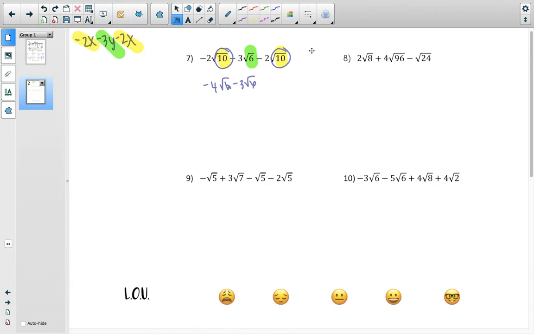So I'm going to write the 8 over here. If we take care of the 8, you can divide that by 2 and you get 4. We know that's a perfect square, but just to prove, you get 2. So 2 times 2 is 4, so 4 square root of 2.